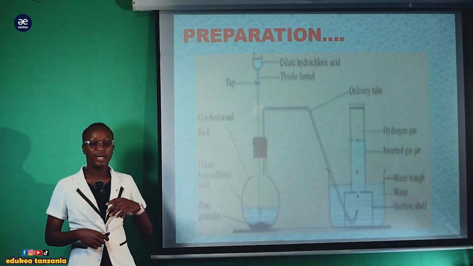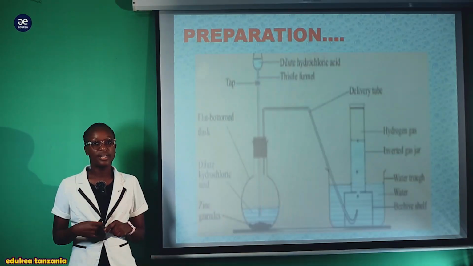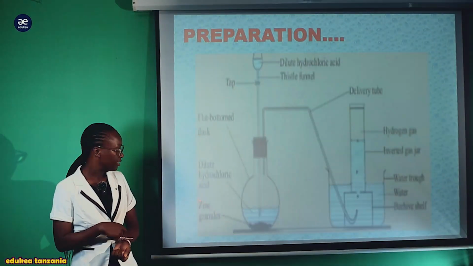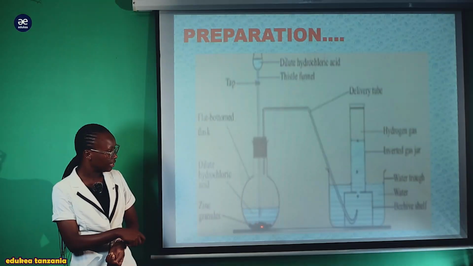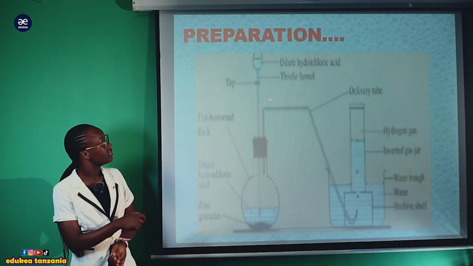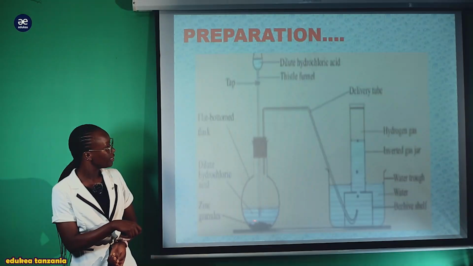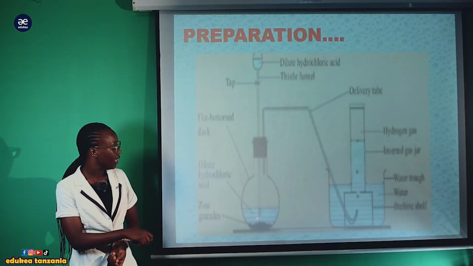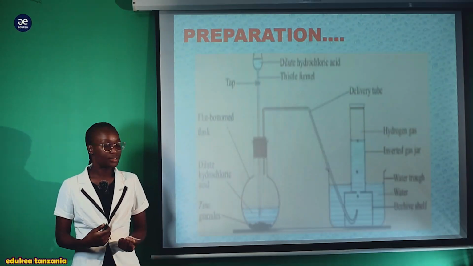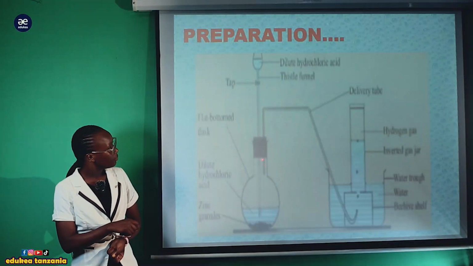This is our diagram showing how hydrogen can be produced when dilute acid reacts with some metals. The metal here is zinc granules, which are solid in nature. And here there is dilute hydrochloric acid, which we pour in through this funnel into the flat-bottomed flask. Inside the flask we have the zinc granules and the dilute hydrochloric acid, and this mixture leads to the formation of hydrogen gas.